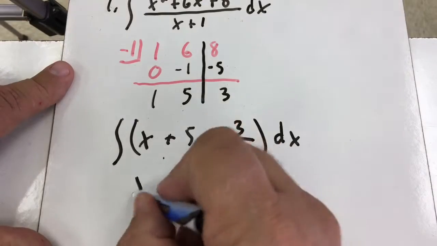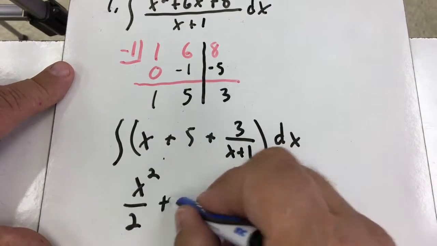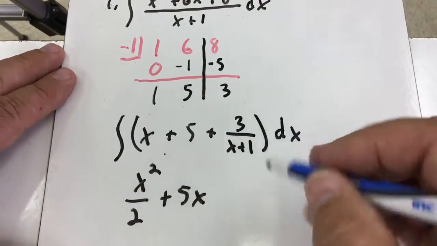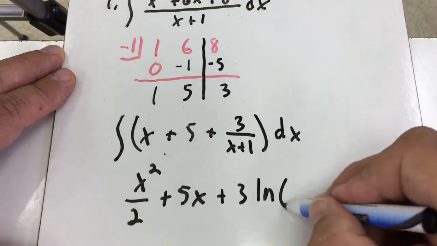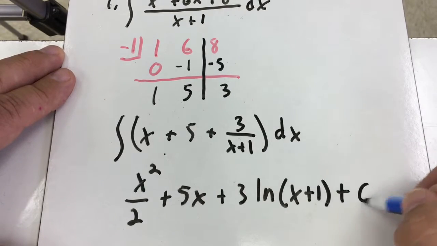The integral of x is x squared over 2. The integral of 5 is just 5x. And the integral of this is 3 ln x plus 1. And don't forget, plus c.